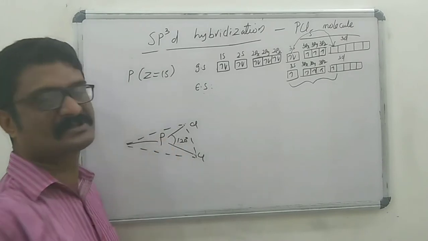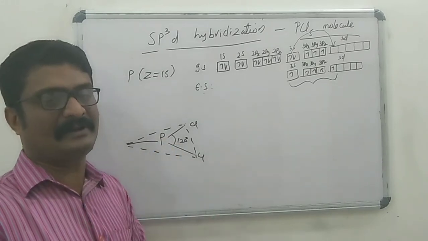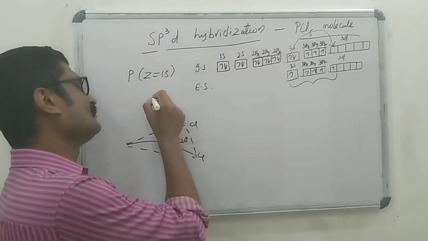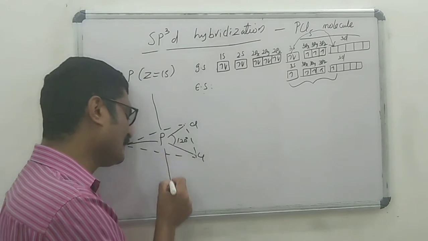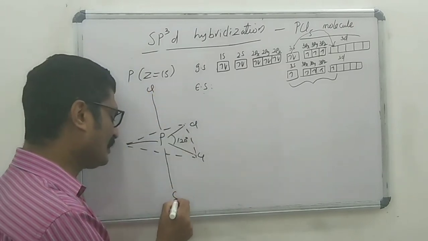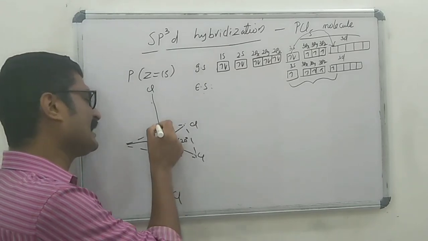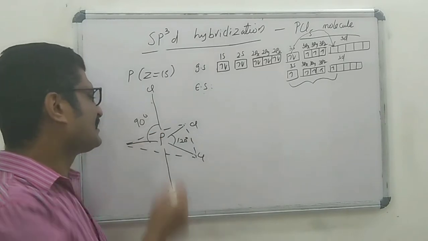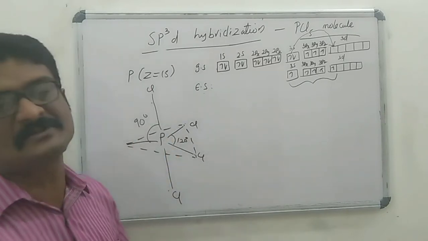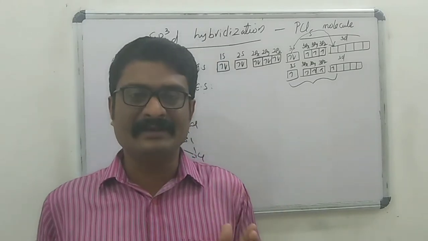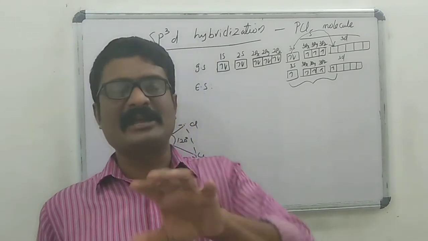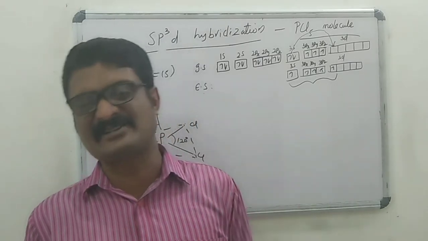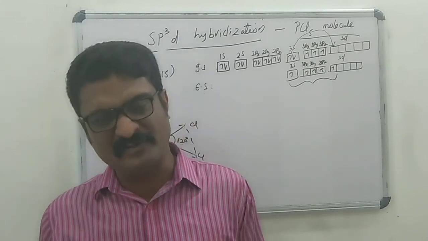These 3 P-Cl bonds lying in the same plane of a triangle are called equatorial bonds, and the remaining 2 P-Cl bonds lie perpendicular to this plane with an angle of 90 degrees. These are called axial bonds. Okay, students, already we have studied the equatorial bond and the concept of axial bond on the basis of VSEPR theory.